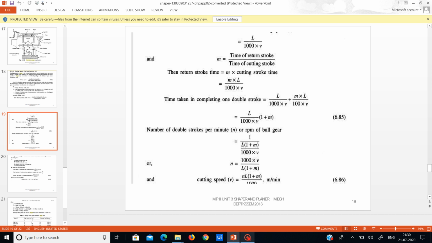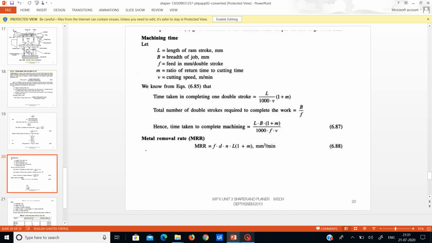That is equal to 1 by L into 1 plus M by 1000 into V. That is N is equal to 1000 into V by L into 1 plus M. Cutting speed V is equal to NL into 1 plus M by 1000 meters per minute. So this is the thing which you need to calculate.